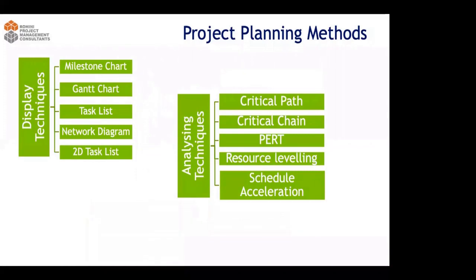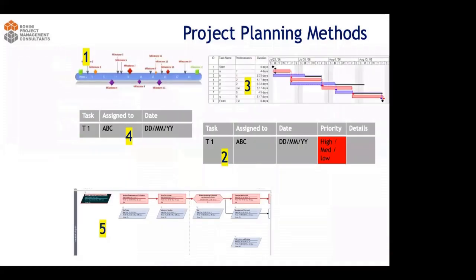Critical path, critical chain, PERT, resource leveling, and schedule escalation. Now, if you see, these are the outputs. The first one is a milestone. Obviously, when you do a project, you understand you are going to achieve these milestones, right? So this is called a milestone.